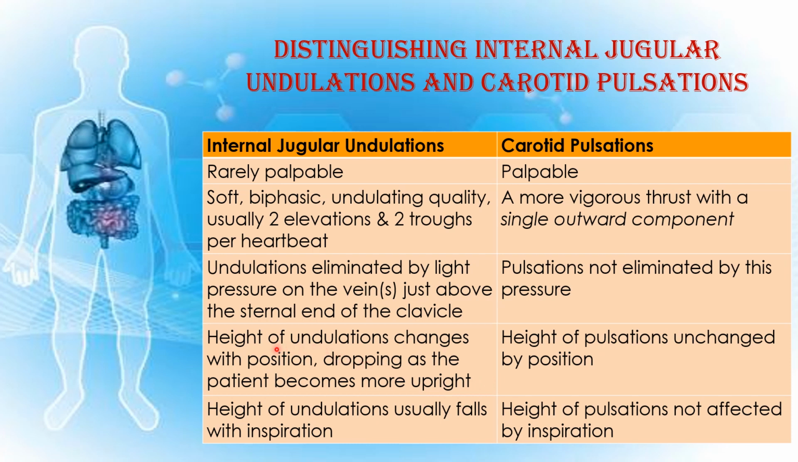For the internal jugular undulations, the height of undulations changes with position, dropping as the patient becomes more upright, while for the carotid pulsation, the height of pulsations is unchanged by position. For the internal jugular undulations, the height usually falls with inspiration. The height of pulsation is not affected by inspiration in the carotid pulsation.